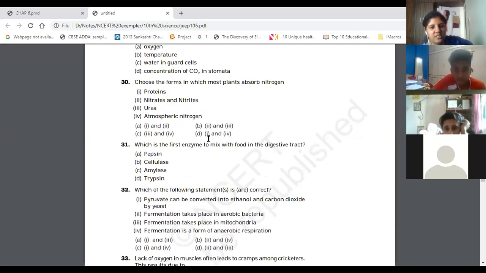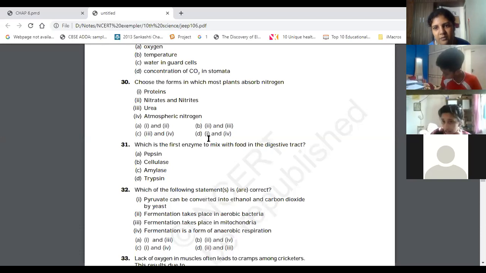Which is the first enzyme to mix with food in the digestive tract? Amylase. And remember one word for other exams, not for school exam or board exam. Salivary amylase has a special name called ptyalin, P-T-Y-A-L-I-N. P is silent. Ptyalin is called salivary amylase. This is the amylase which helps in digestion of starch.